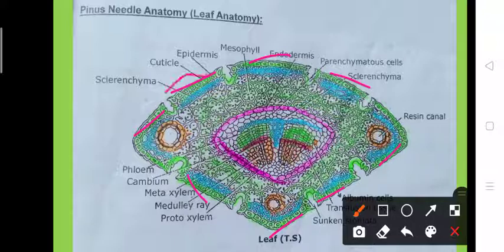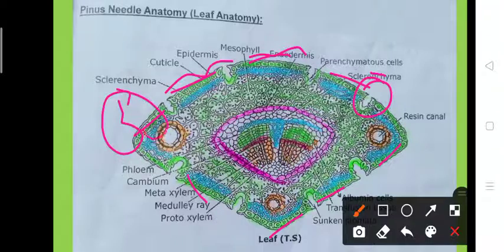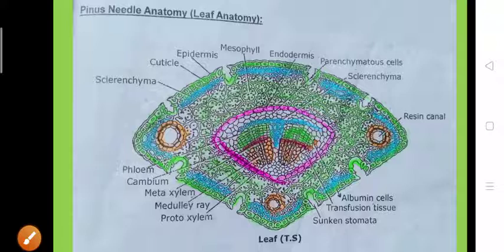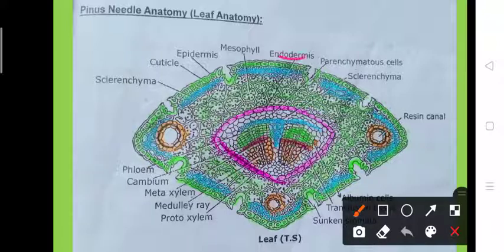It is covered by a thick cuticle layer and it contains sunken haplocheilic type of stomata. Haplocheilic means the guard cells and subsidiary cells originate from different initials. Here we can see haplocheilic type of stomata. So the epidermis is the outermost layer, one cell thick without intercellular spaces, covered by thick cuticle, and it contains sunken haplocheilic stomata.